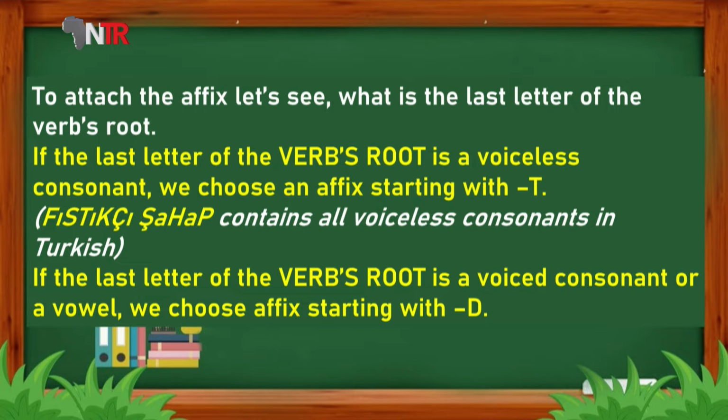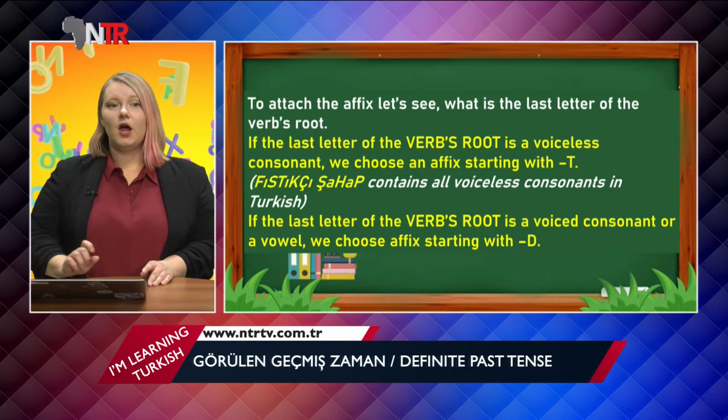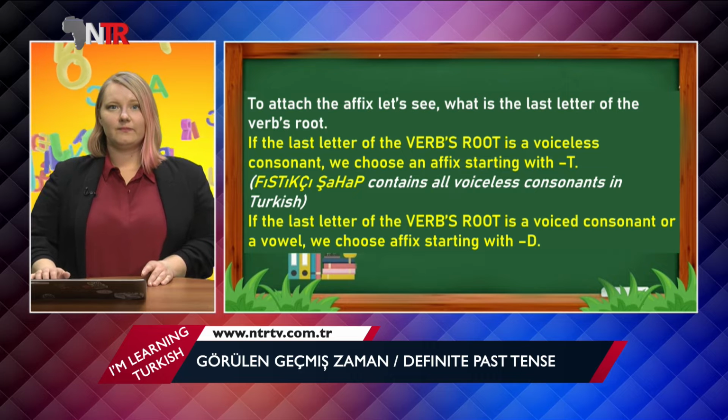For this, we will remember a phrase, fıstıkçı şahap. It contains all voiceless consonants in Turkish, so it is really useful. Don't forget about it. If the last letter of the verb's root is a voiced consonant or a vowel, we, of course, will choose an affix starting with d. The first step was really easy. What about the second one?